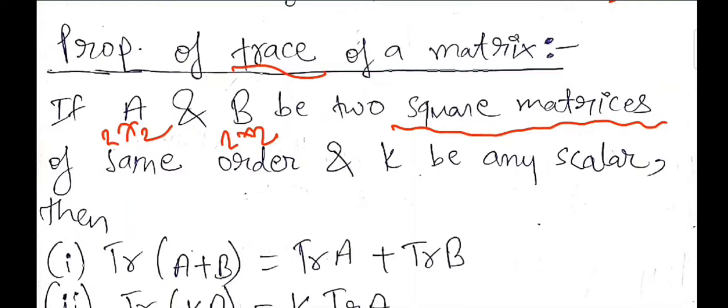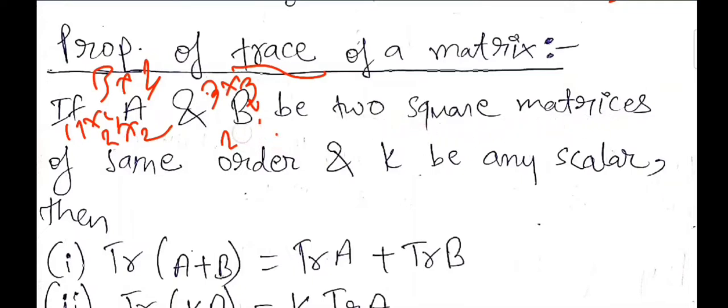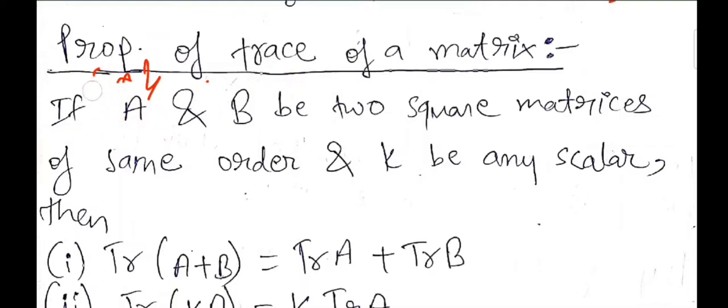So if A and B are two square matrices of the same order, that is, if this is 2 cross 2, that is also 2 cross 2; if this is 3 cross 3, then this one is also 3 cross 3; if this is 4 cross 4, then this one is also 4 cross 4, like that. And suppose K is any scalar. What does it mean by scalar? Scalar simply means a normal number. It is not a matrix. Scalar means a normal multiplicative number, which is not a matrix.